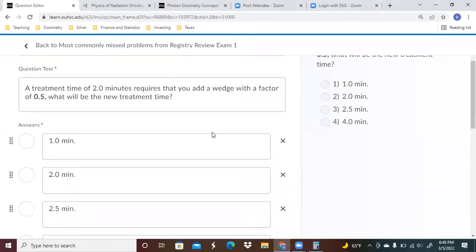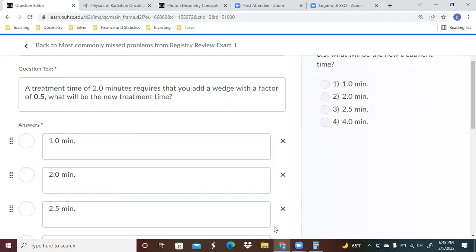A treatment time of 2.0 minutes requires that you add a wedge with a factor. What would be the new treatment? That's a weird way to write the question, but let's say you've got something that requires a treatment time of 2 minutes and you have to add a wedge in that has a factor of 0.5. What's going to be the new treatment time?